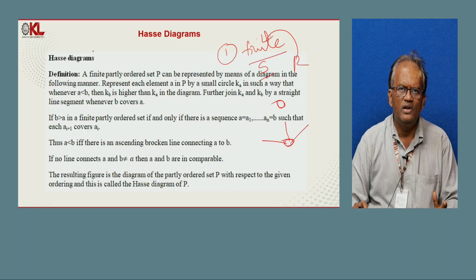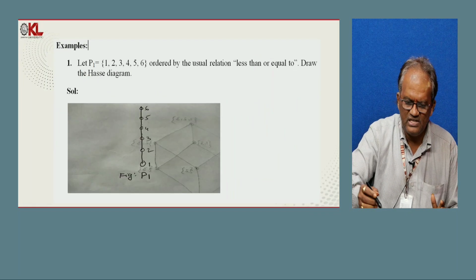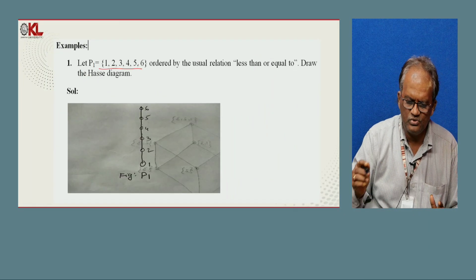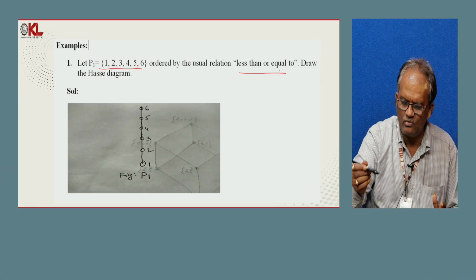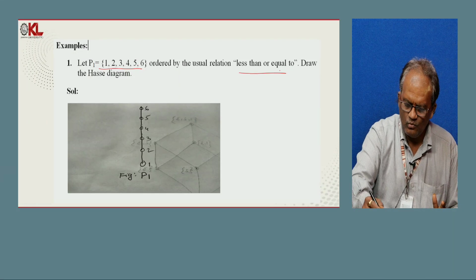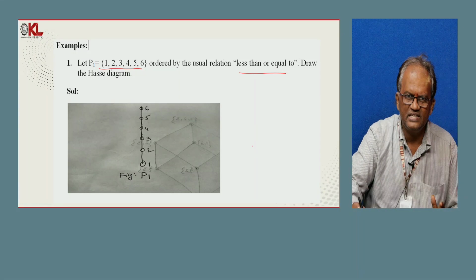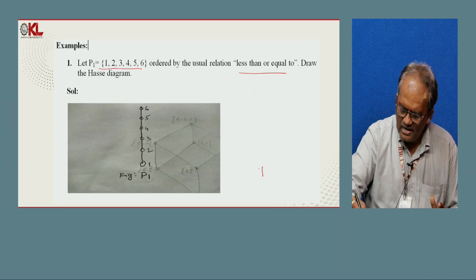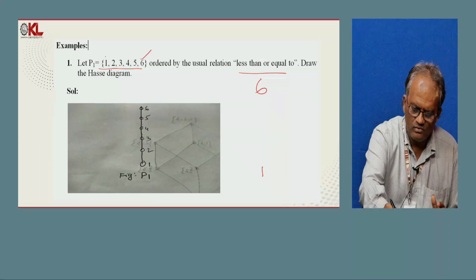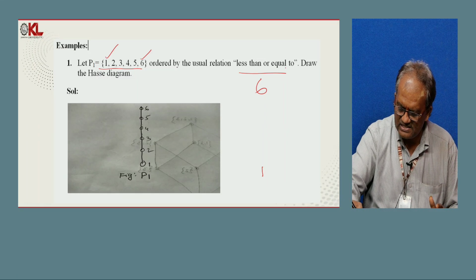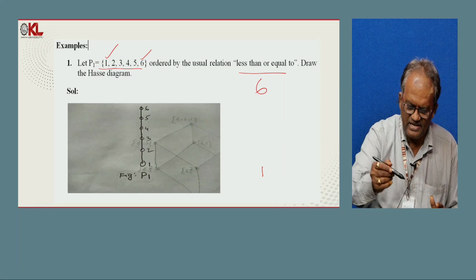For example, consider the poset {1, 2, 3, 4, 5, 6}. What is the relation? Less than or equal to. What is the least element here? The least element in the set is 1, and the greatest element is 6. Now what is the relation? Less than or equal to. Now you develop the relation.